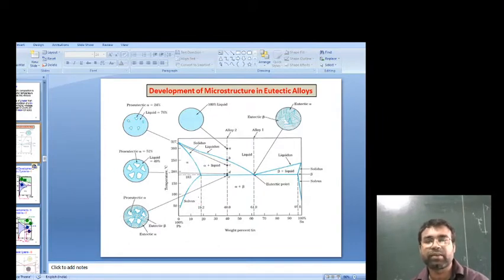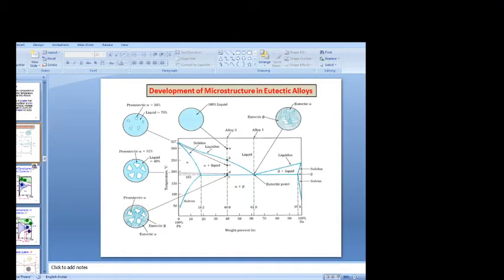So this is the basic eutectic diagram we discussed earlier in the last lecture, and now we are going to discuss the microstructural development in the eutectic alloy system, depending upon the particular composition of the material. In this lecture we are going to discuss the development of the microstructure in the eutectic alloy, as we discussed earlier in the phase diagram of the binary eutectic system, and how this system is taking place. Now we are going to discuss the development of the microstructure by the phase.